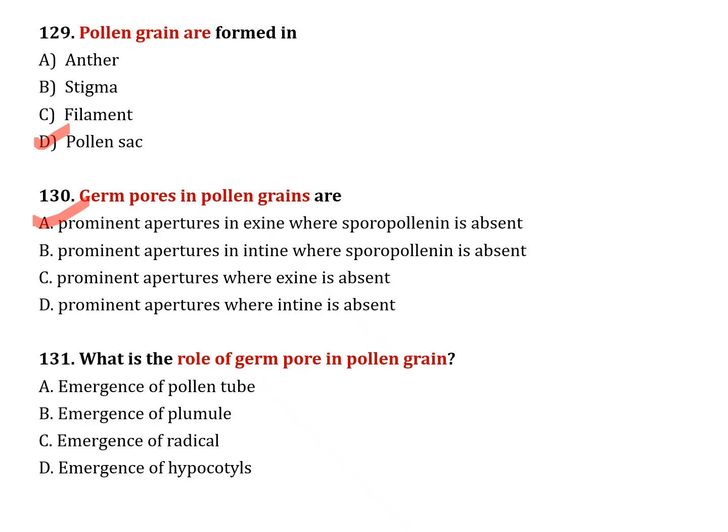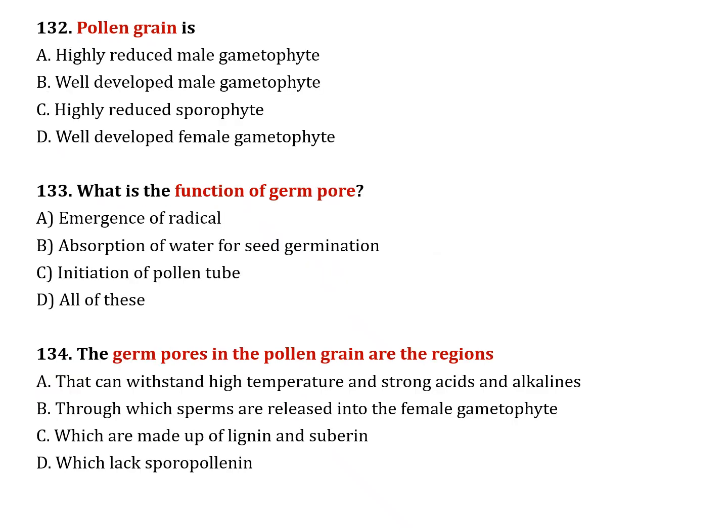What is the role of germpore in pollen grain? Option A, emergence of pollen tube. Option B, emergence of plumule. Option C, emergence of radicle. Option D, emergence of hypocotyl. Correct answer is option A, emergence of pollen tube. Then next question, number 132.